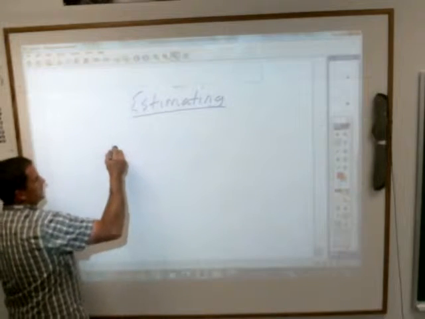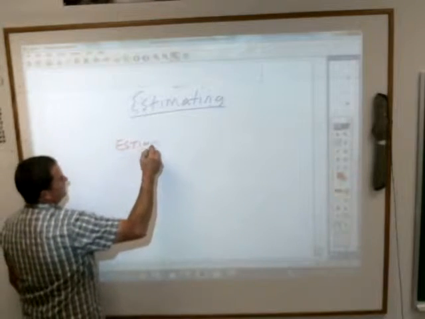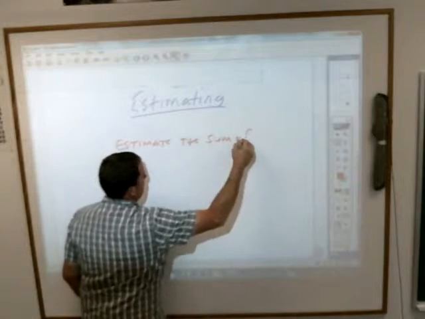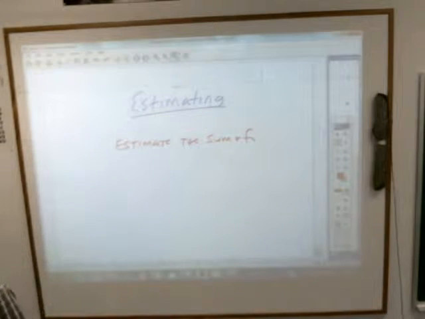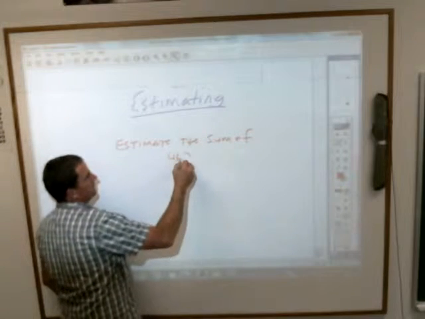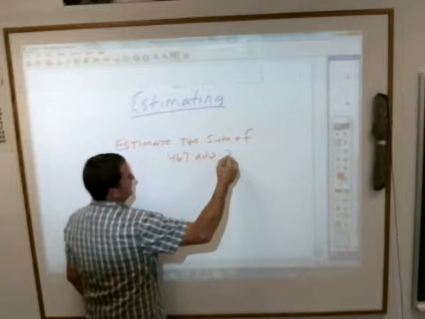And now write an example problem. Estimate the sum of 467 and 312.